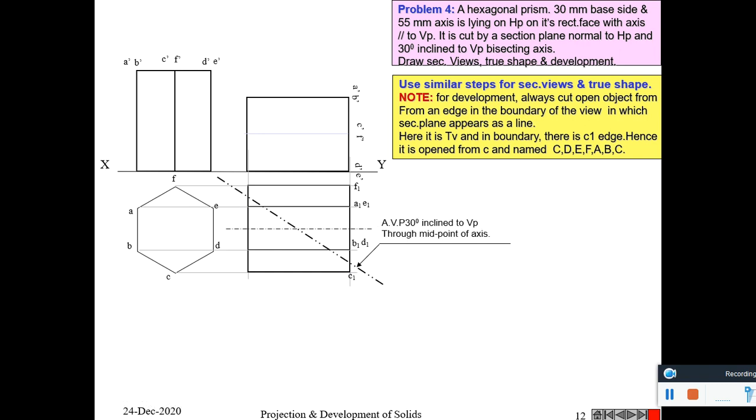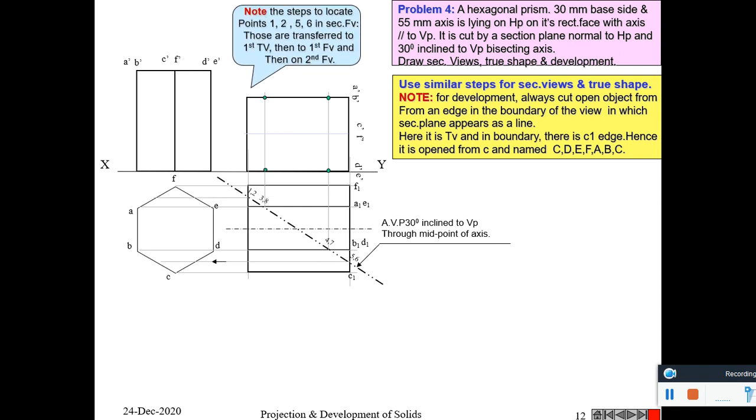So AVP 30 degree inclined to VP through midpoint of axis. Name those points as 1, 2, 3, 4, 5, 6, 7, 8. Project those points to top and left side. The cut portion. This portion is removed. The remaining portion is shown here.